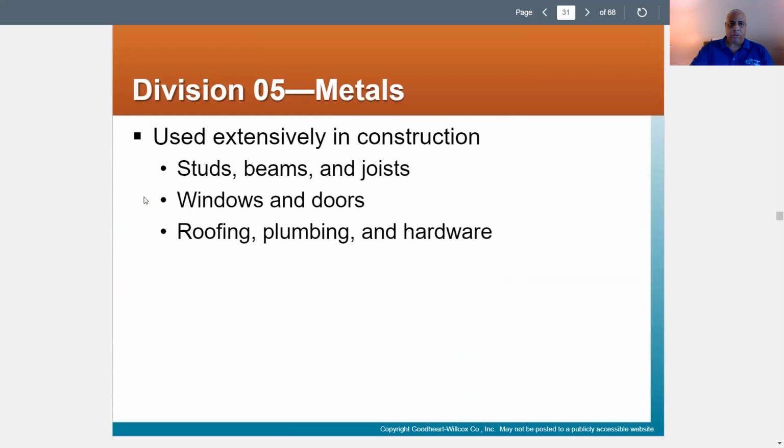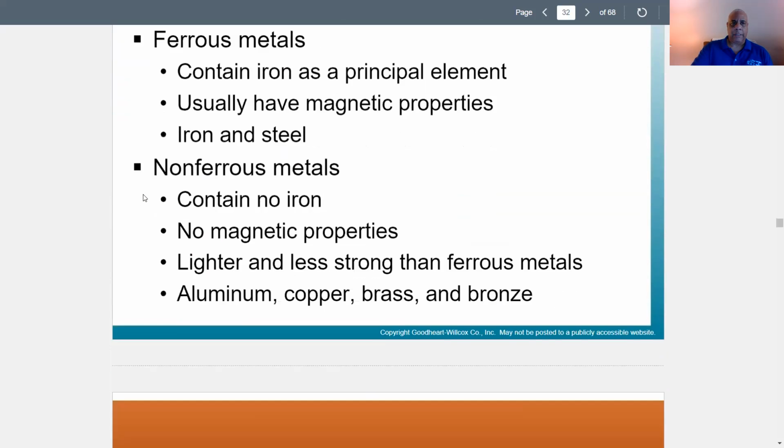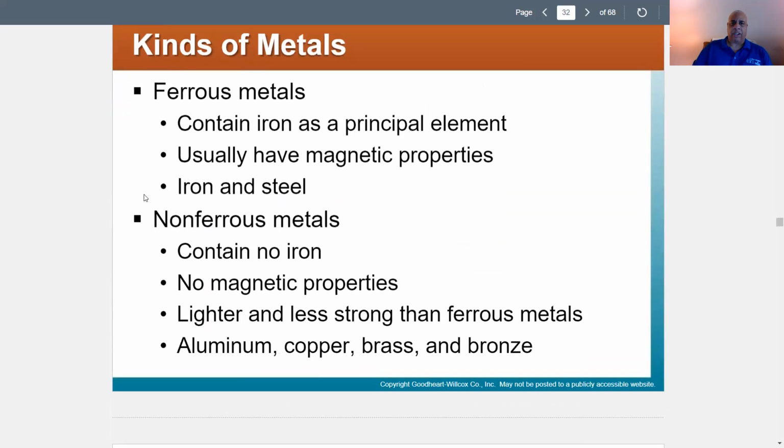Okay, we get into metals, used extensively in construction, because you have metal studs, beams, and joists. You have windows and doors. Of course, metals used for roofing, plumbing, and hardware. Kinds of metals, your ferrous metals that contain iron as a principal element, usually have magnetic properties, and the ferrous metals are basically iron and steel.